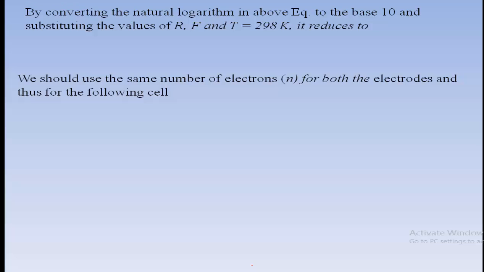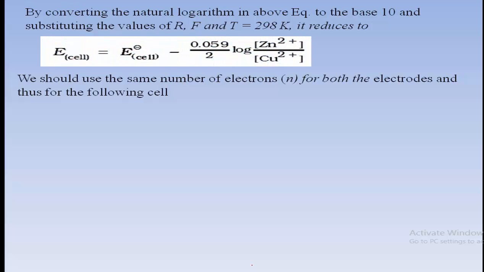Now by converting the natural logarithm in the above equation to base 10 and substituting the values of R, F and T, what we will get? R is 8.314, T is 298, F is 96,487. Then we will get E cell is equal to E naught cell minus 0.059, N is 2, or in general you can write it as N. For the Daniell cell the value of N is 2, so 0.059 divided by 2 log Zn plus 2 bar Cu plus 2.